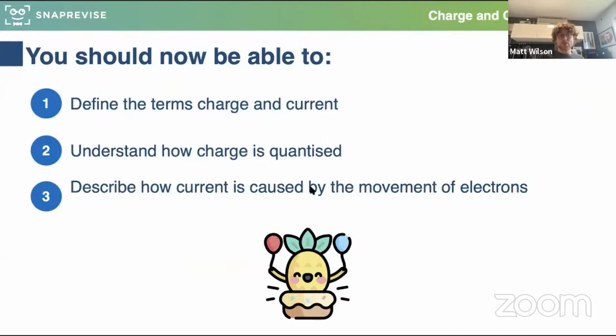Okay, good. So you should now be able to define the terms charge and the term current. You should understand that charge is quantized. Charge comes in bits of size E. And you should be able to describe that current is caused by the movement of electrons. And notice there's a lot more in that third statement than meets the eye. It's not just current as the flow of charge. The movement of electrons is super complicated. So it's caused by this drift velocity, this average velocity of the electrons as they move around the circuit.